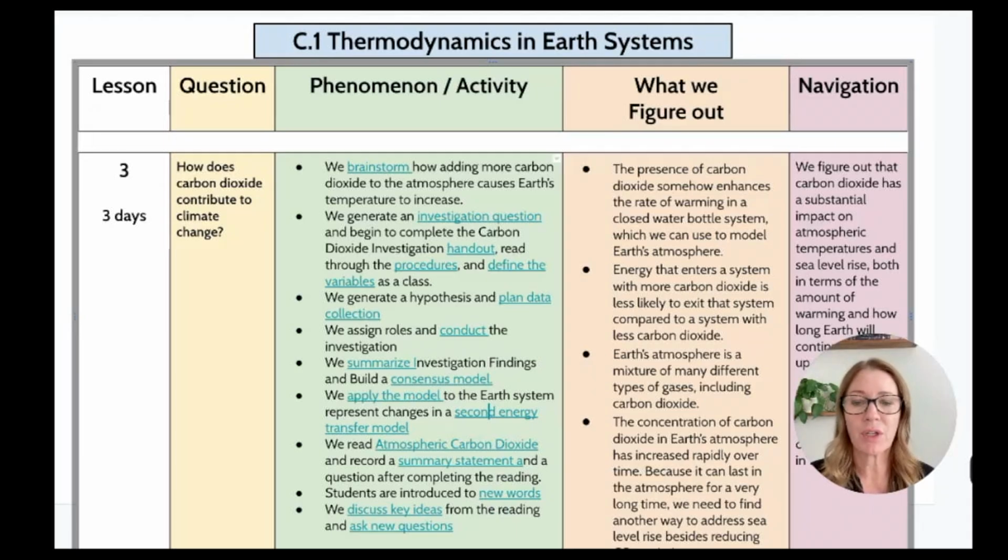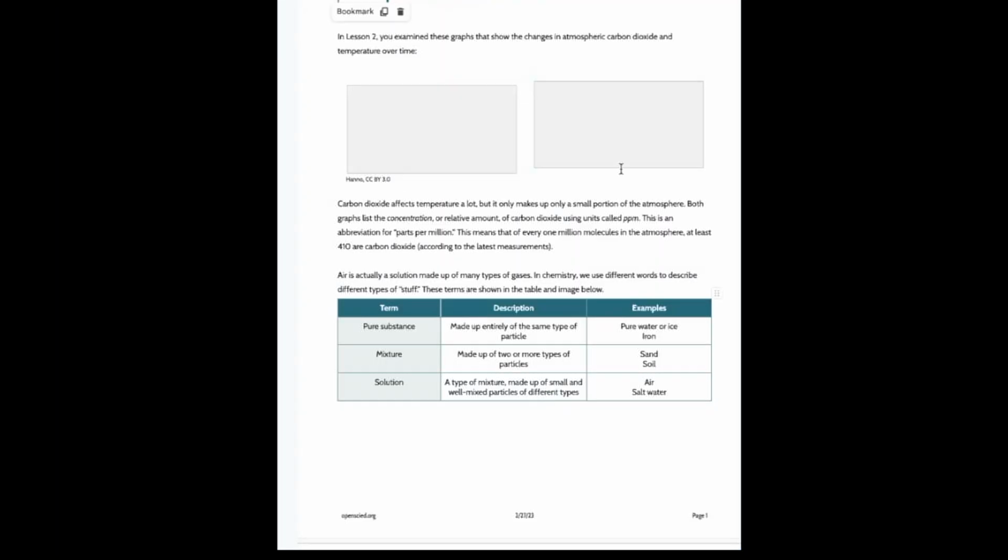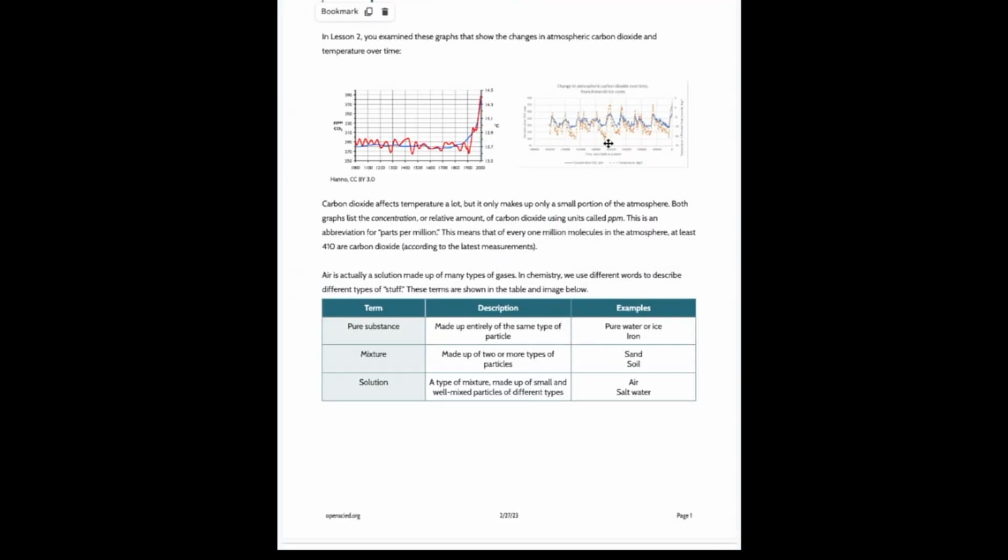Now that we're starting to think about CO2 and ice melt, we're going to read an article about atmospheric carbon dioxide. We've seen some of these graphs before. One looks like this. This had ice melt on it before, but now we're looking at carbon dioxide, and we're going to introduce a few terms. Concentration is one of them. You can see right here.